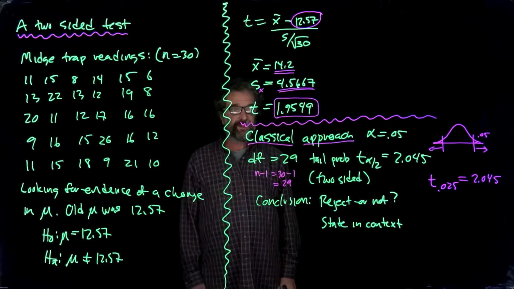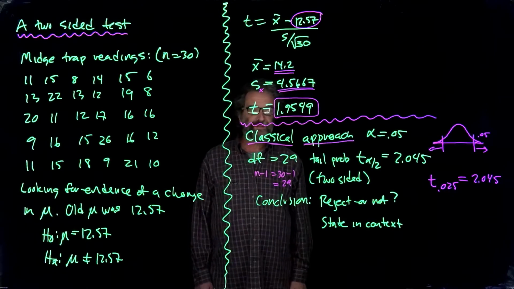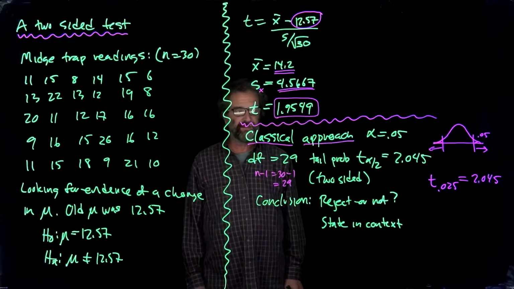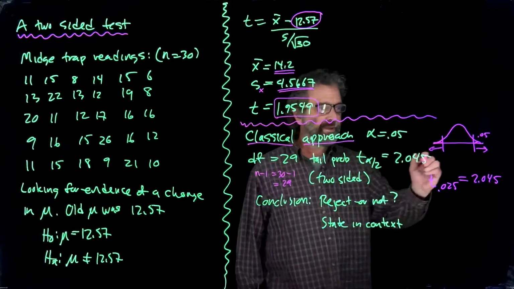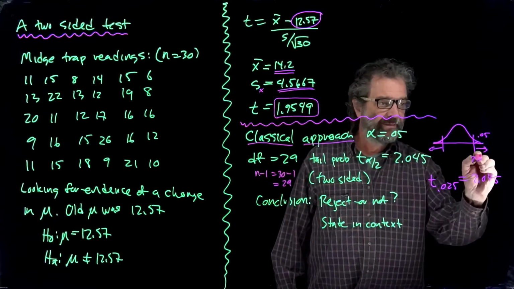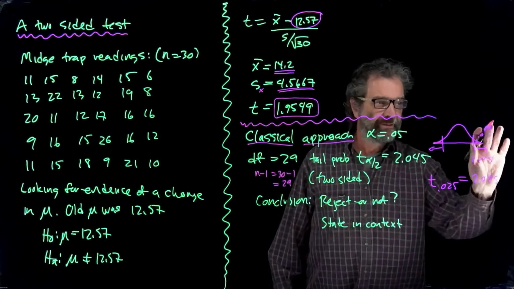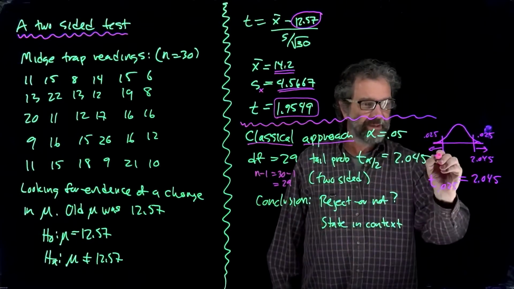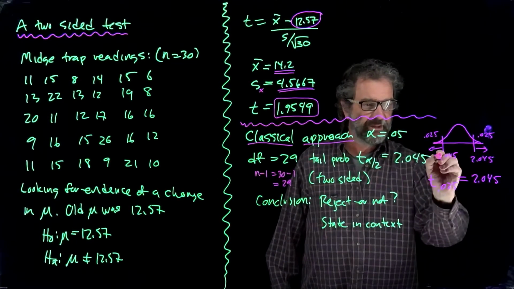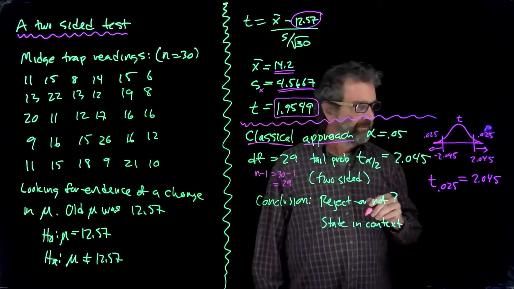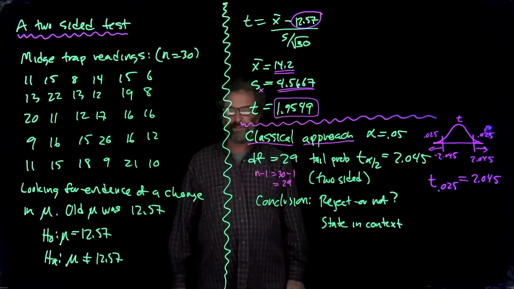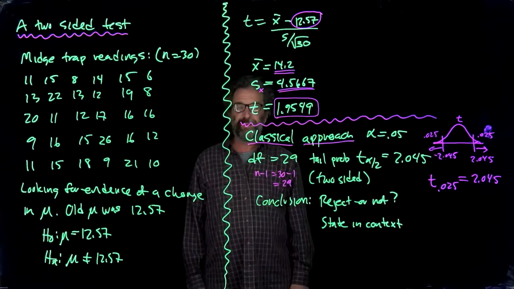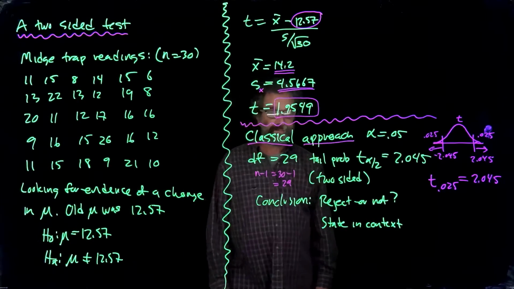So the story is I need a t bigger than 2.045 or smaller than negative 2.045. So I'll put that here. This is 0.025 on each side, and down here, minus 2.045. One thing that students do is look it up in the z tables, not remembering that we're using t. So be careful about that.